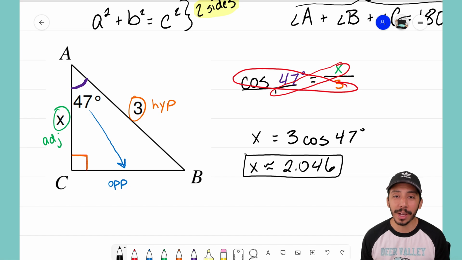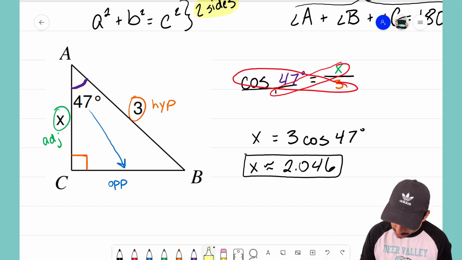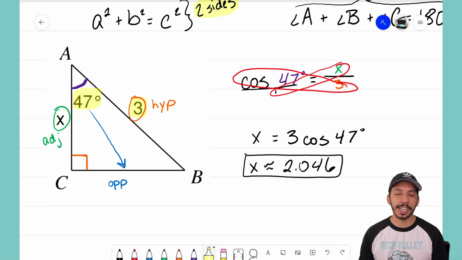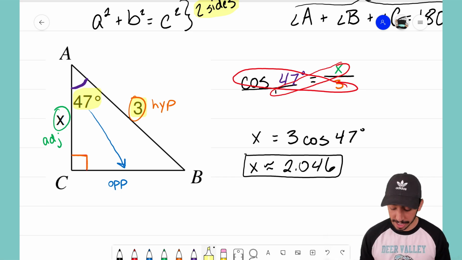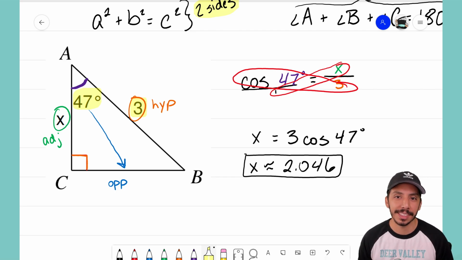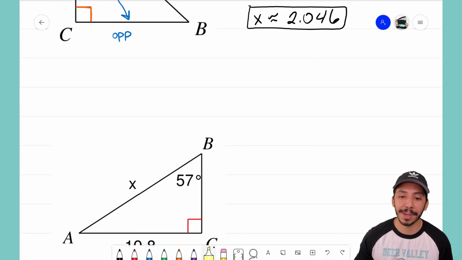And again, the reason why we use cosine is because we were given one angle and one side. When you're given an angle and a side, and you're trying to solve for an unknown side here, it's either going to be sine, cosine, or tangent. Let's go ahead and jump to another problem now.